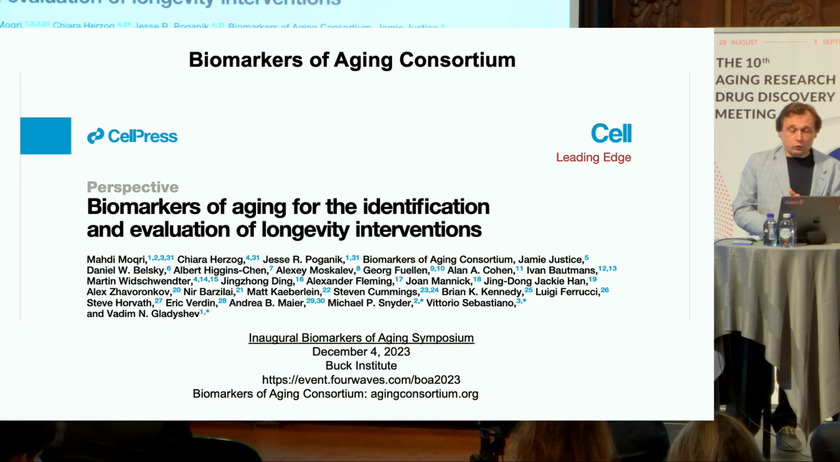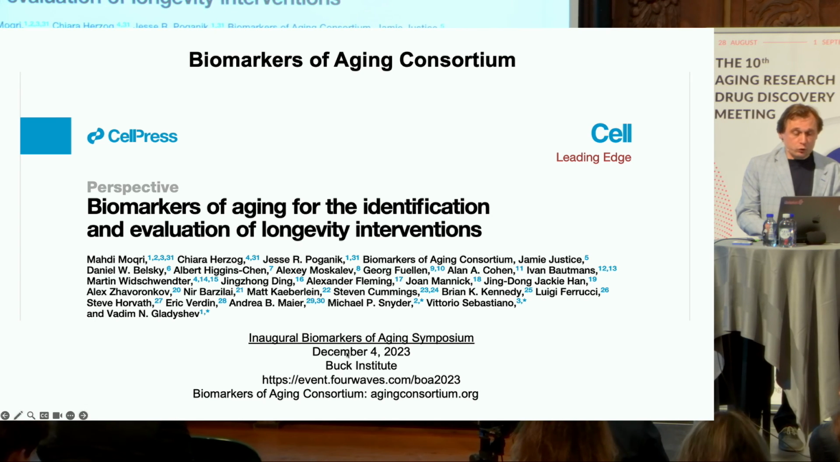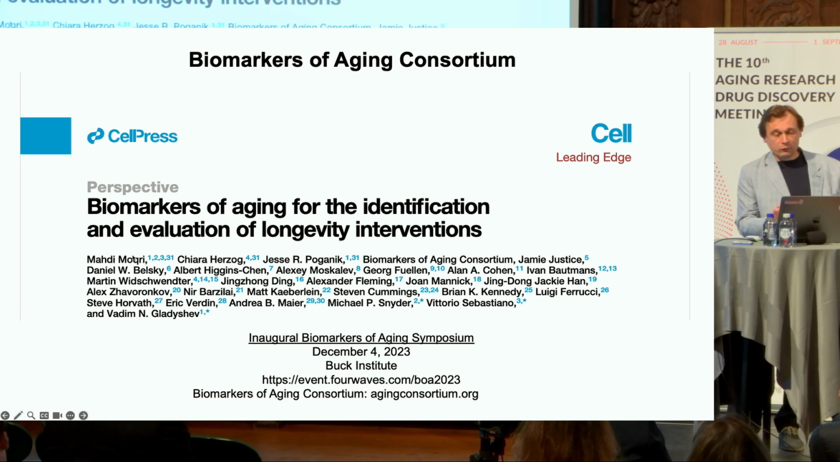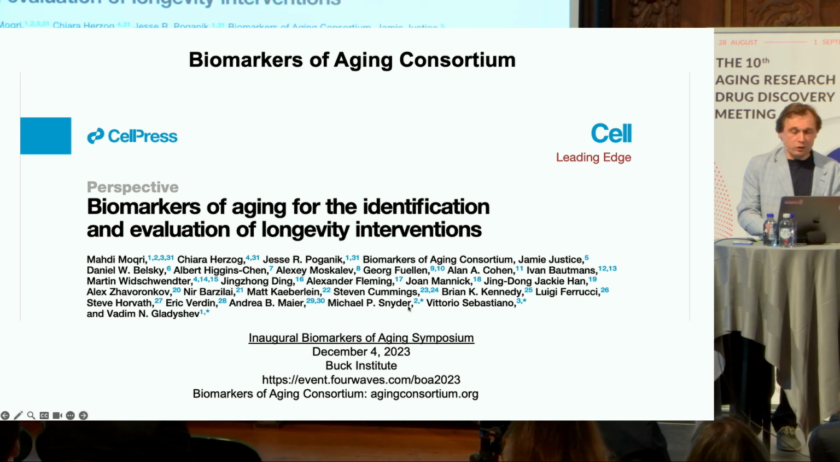I would like also to mention this symposium that we will have in December, specifically on the topic of biomarkers of aging. This work on the development of this consortium and also the symposium is actually led by these three remarkable people, Madi Mokri, Chiara Herzog, and Jesse Paganik. The junior people, like Jesse, is a member of my lab, and Madi is a member of my lab and also Mike Snyder's lab at Stanford, and Chiara is a postdoctoral fellow in Austria, but they're really the leaders of that effort. And of course, many senior people, leaders in the field, are here as well.